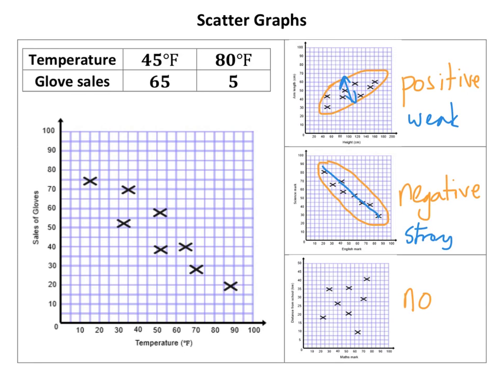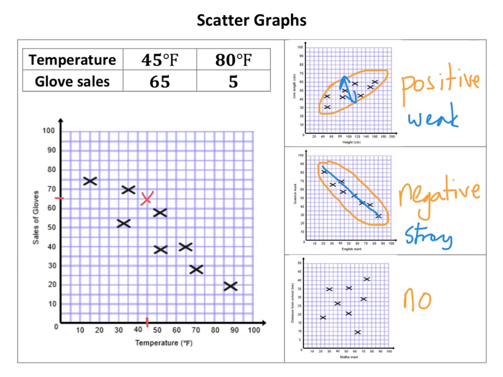Now, as far as plotting on the graph, it's just like coordinates. On this one, I've got sales of gloves and temperature in Fahrenheit. So at 45, I go to 45 on here, which is about there, and I go to 65 there, and I plot the coordinate, which is there. I'll do it with a cross. It's much nicer with a cross.